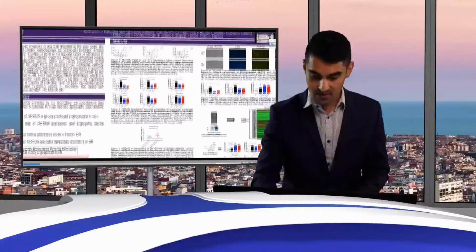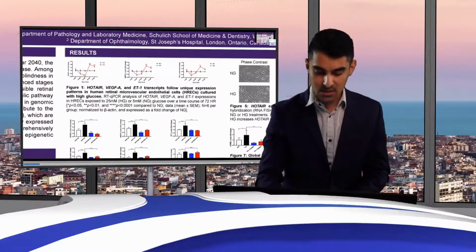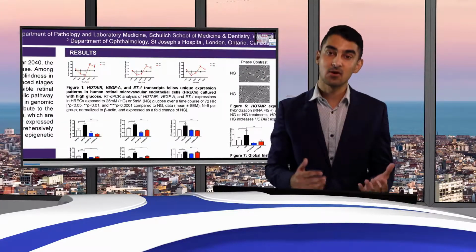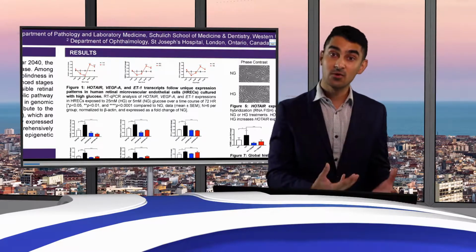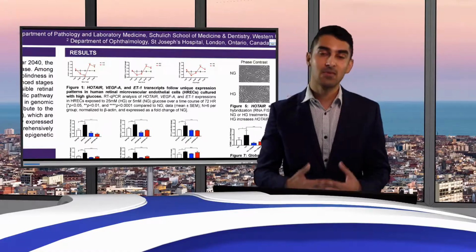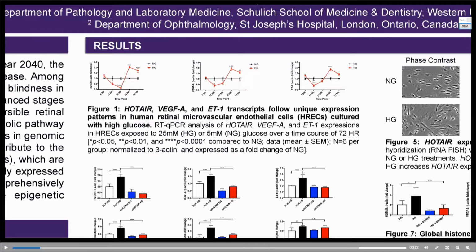So we'll take a look at figure 1. Essentially, we cultured human retinal microvascular endothelial cells in normal glucose and high glucose conditions, and we performed a time-dependent experiment. We found, interestingly, at the 48-hour mark that HOTAIR, VEGF, and ET1, which is a potent vasoconstrictive peptide, had significantly increased RNA levels for all three of these markers.